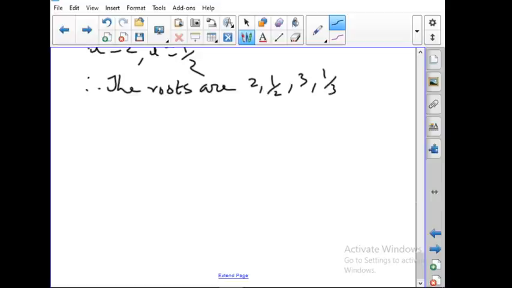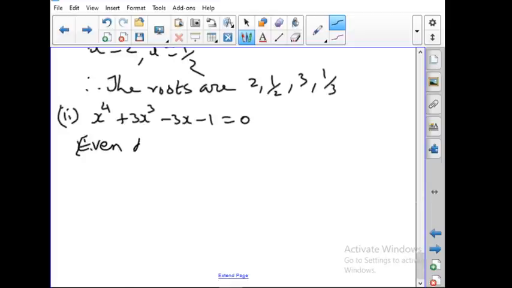And now similarly we will see the second subdivision. What is the second subdivision? x power 4 plus 3x cube minus 3x minus 1 is equal to 0. See here, the degree is even, so it is even degree and it is type 2.